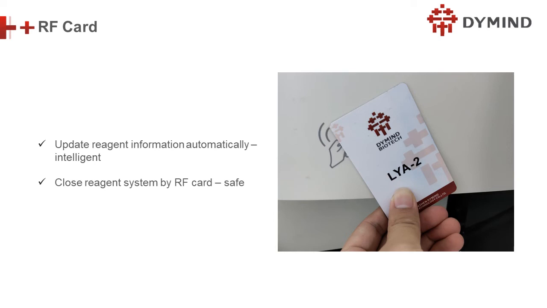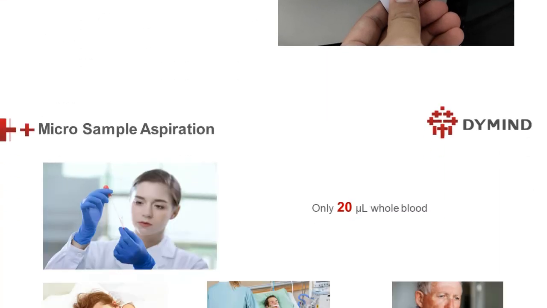closed reagent system by RF card. So it's very safe. So once we do reagent business, it's very safe by RF card, better than the barcode. So you can see some 3-part machines there use the barcode closed system, right? But that one has a shortage, some disadvantage: not 100% closed, and someone can still use some reagent from another brand. But if we are using the RF card, it's very safe for our business.